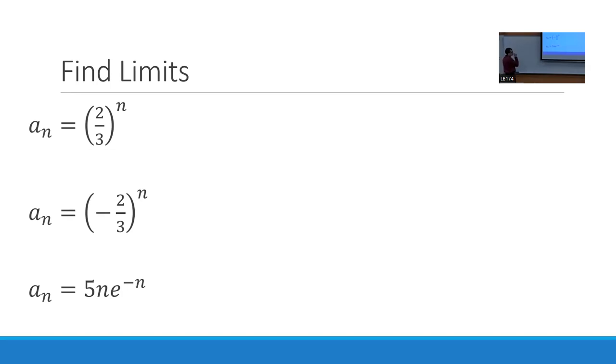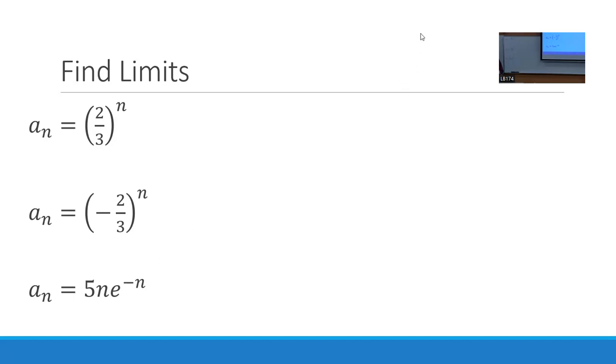Now, I do want to do at least the first couple of these just to find some limits of these sequences. So if the nth term in a sequence is 2/3 to the nth power, we'll find the limit of that. And then let's look at -2/3 to the nth power. And then might as well, we'll do all three. A sub n equals 5n e to the negative n. So let's find the limits of these sequences.